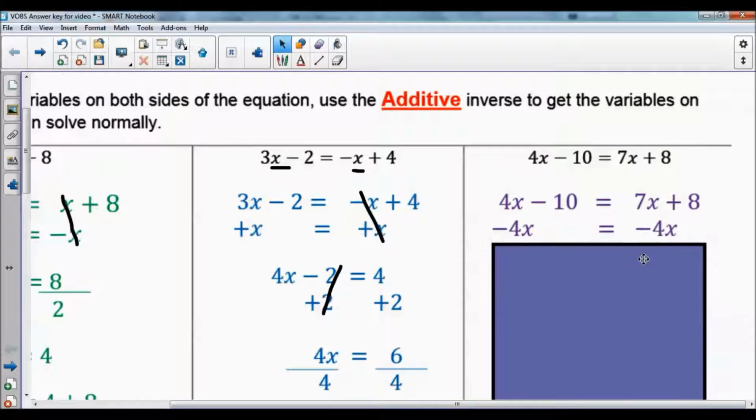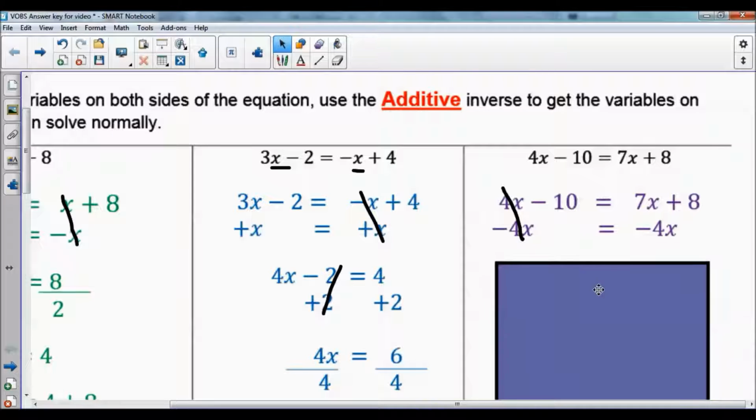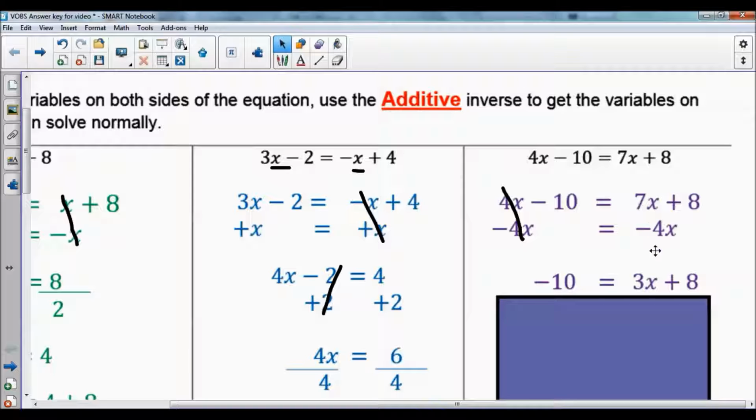To get our variables on one side, I decided to move them over to this side this time because I just wanted my variables to have positive coefficients. So if I subtract 4x on both sides, this is going to give us a positive 3x, and these are going to cancel out. It doesn't really matter which side you move it to. I could have subtracted 7x from both sides and gotten a negative x on this side, but I just want to keep my x's positive. You could do it either way, and you will end up with the same answer as long as you did it correctly. So 4x minus 4x is nothing, right? And then we're going to have negative 10 on that side. 7x minus 4x is only 3x, and then we have plus 8.